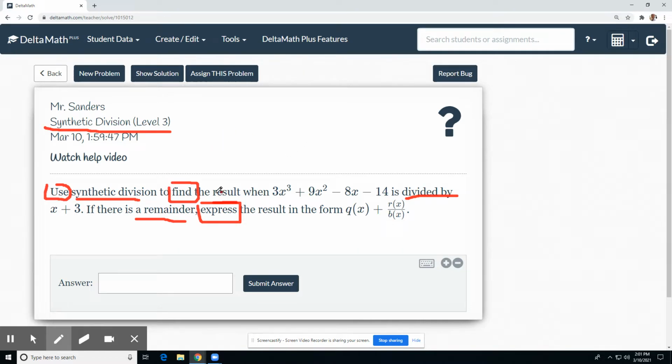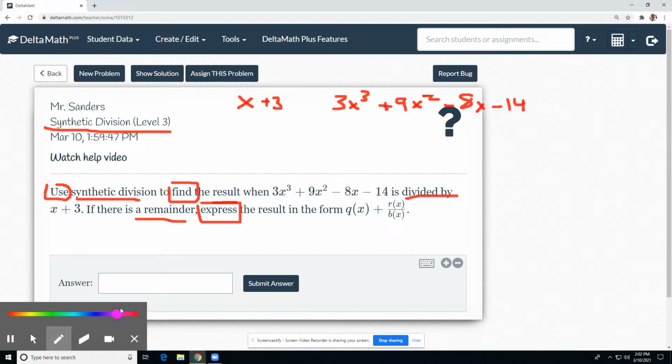It's really difficult to kind of understand. It's better just to remember what the process is. So we would say the x plus 3 and the 3x cubed plus 9x squared minus 8x minus 14. Okay, so we look at the 0 here. So what's the 0 here? So what would make this function equal to 0 if x was a -3?